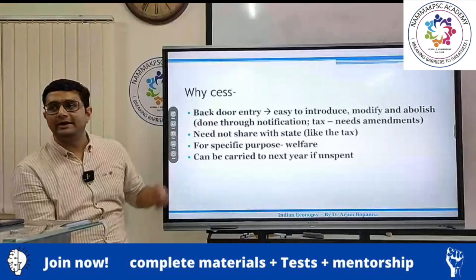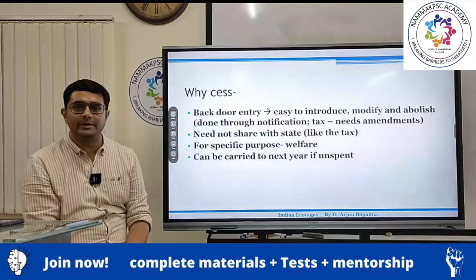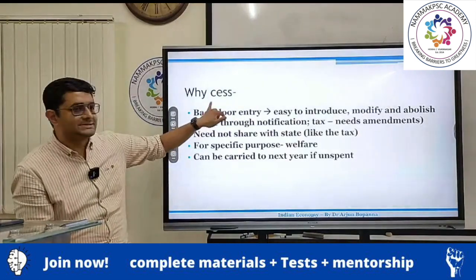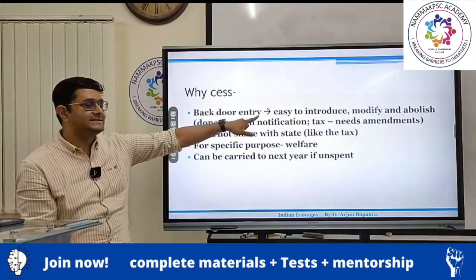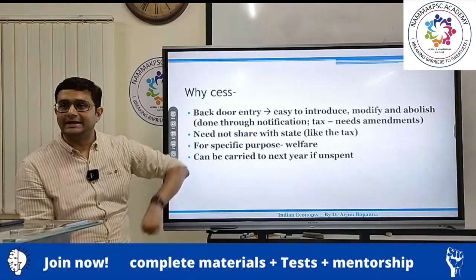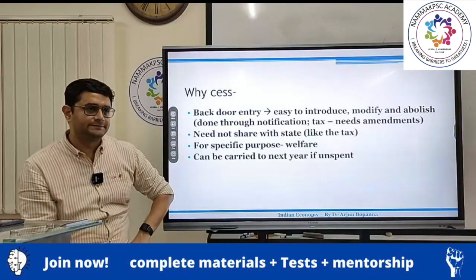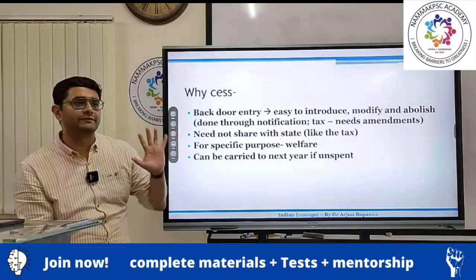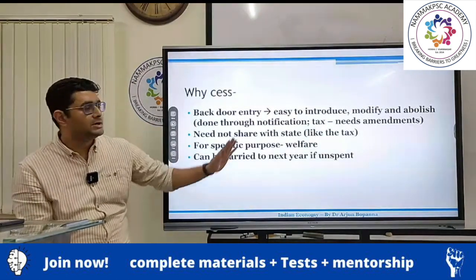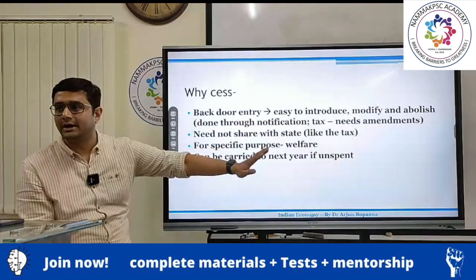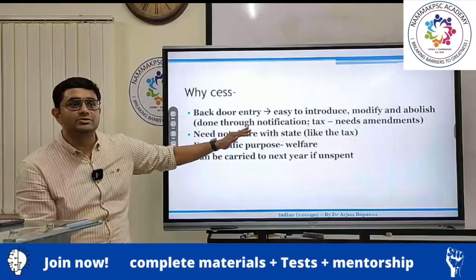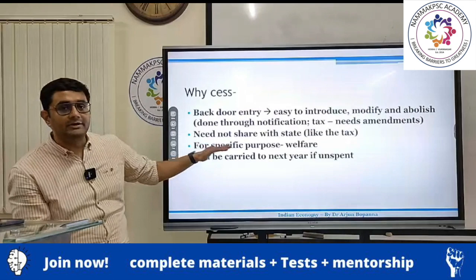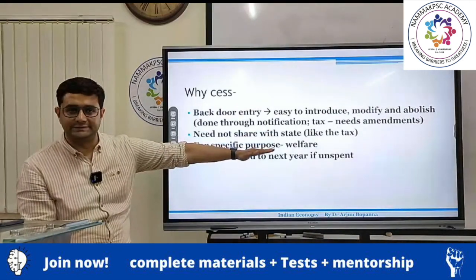Okay, so why does the union government, or rather the government, levy these cess? So one, it is easy to introduce. Unlike taxes, which require amendments, cess can be introduced by a government notification. Easy to introduce, modify, and even abolish. It can be introduced by a notification. It does not require a law. It need not share it with the states.